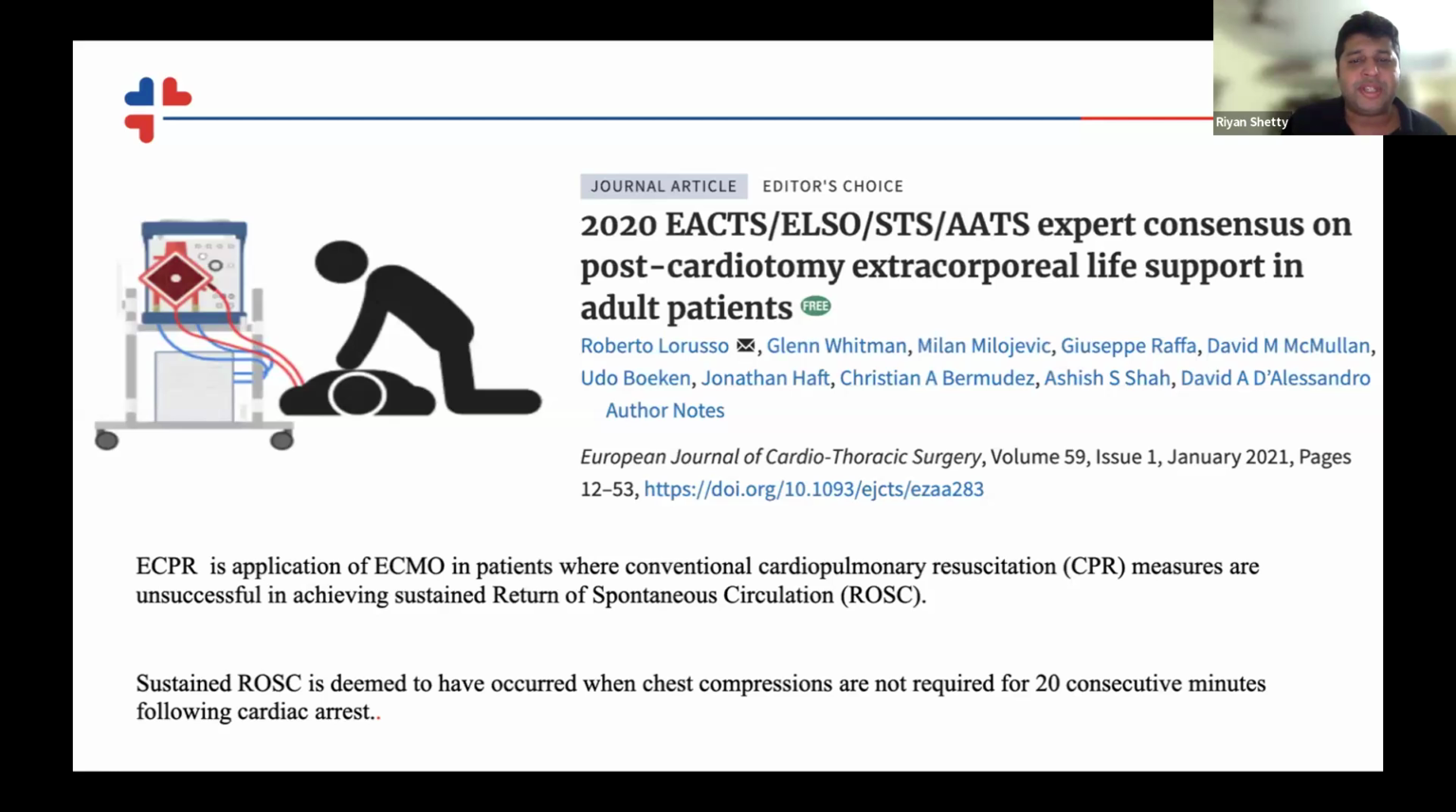Now coming to ECPR, this is the 2020 expert consensus between various organizations, the European, the ELSO, the Society of Thoracic Surgeons, and the Trauma Society, for consensus on post-cardiotomy ECPR in adult patients. They said that ECMO can be used in patients who are unsuccessful in achieving spontaneous ROSC.